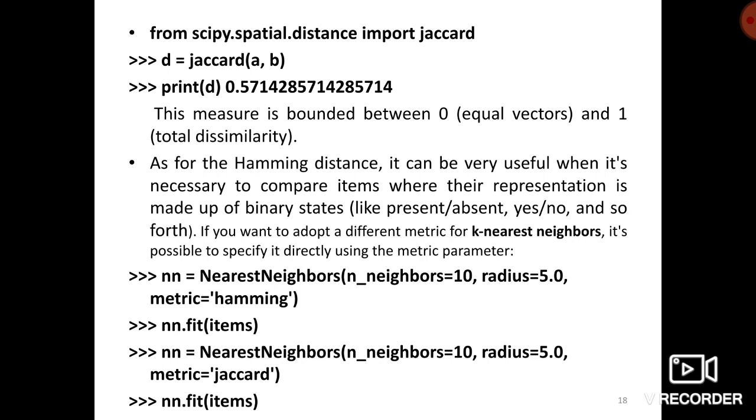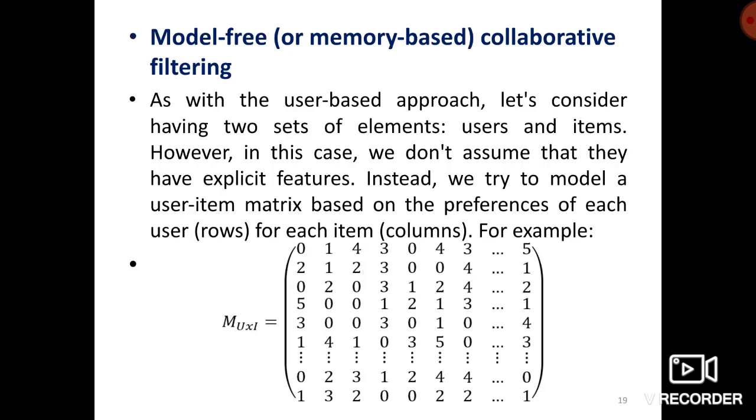So the k nearest neighbor algorithm also supports two different kinds of metric. One is the Hamming and the second one is the Jaccard. By using these, you can calculate the distance between the items.